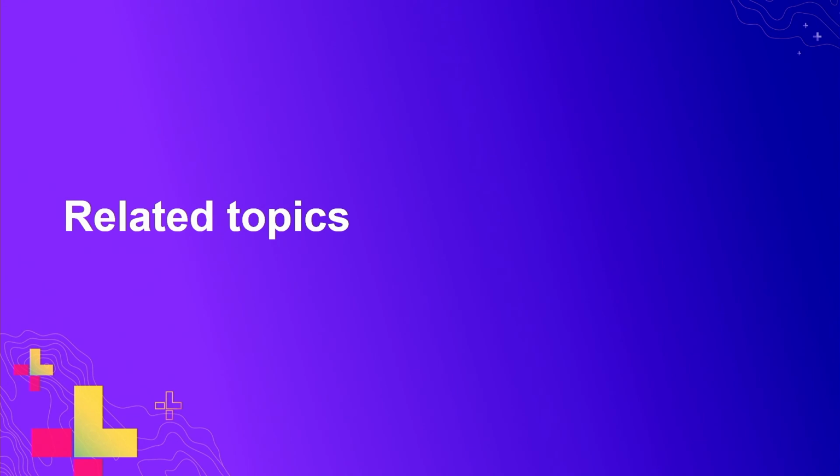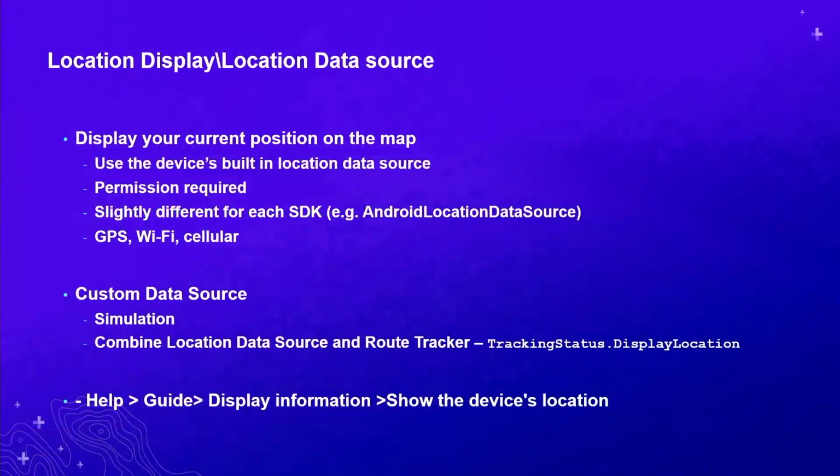So let's talk about some related topics. These are things that are not necessarily in the navigation API itself, but most likely you'll use or need to know about when creating an application. First, you need to be familiar with the display location and location data source. The map view has a display location property, and this is what allows you to display your current position on the map.